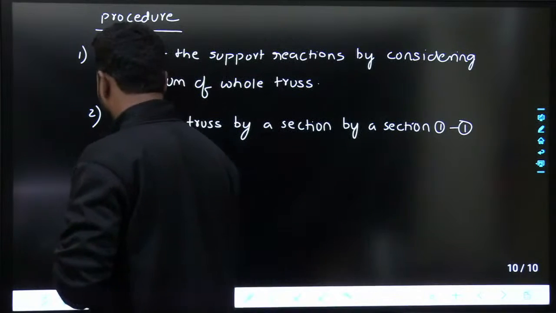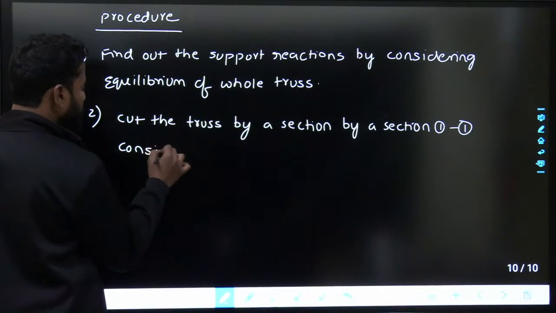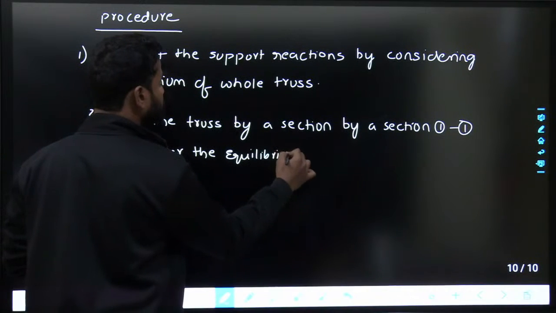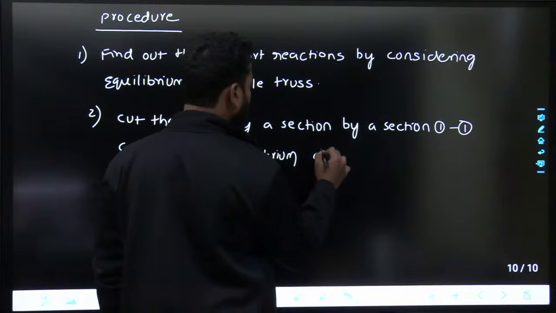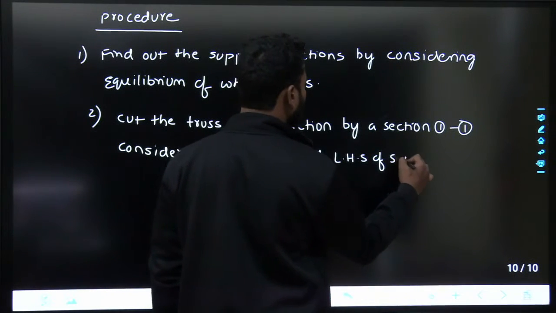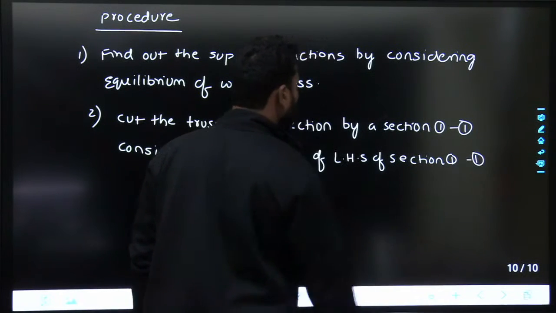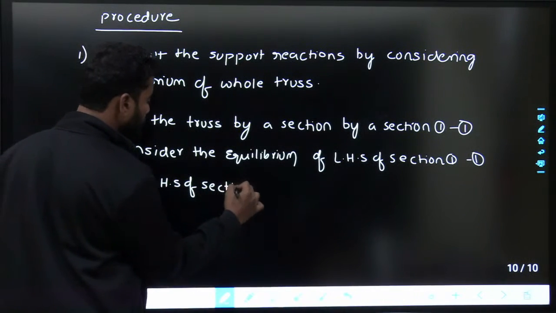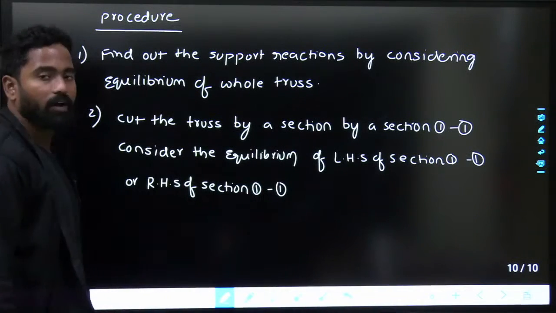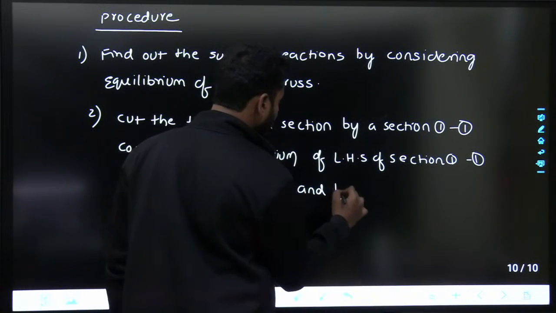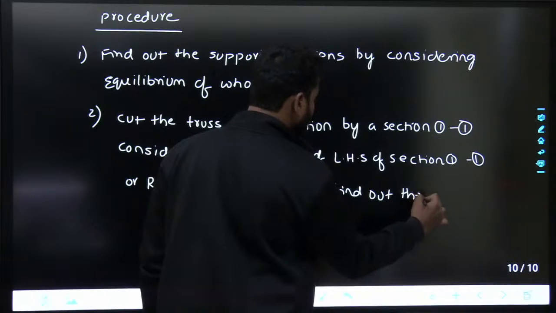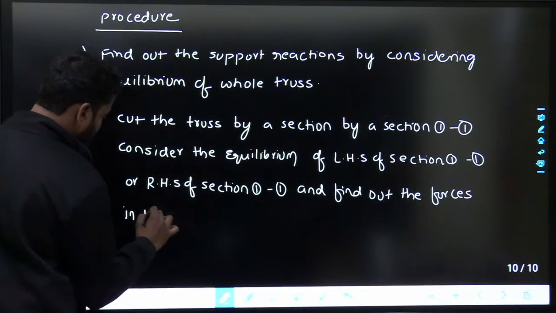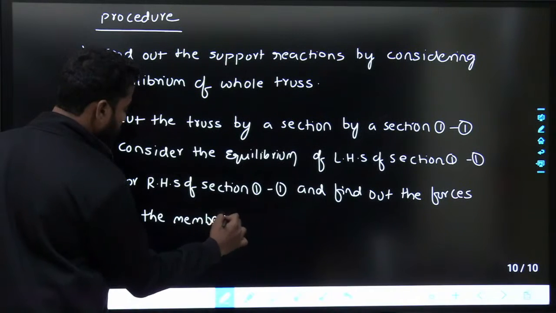1-1 or XX. Consider the equilibrium of LHS of section 1-1 or RHS of section 1-1, and find out the forces in the members.